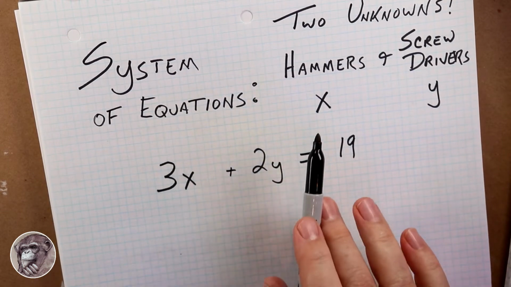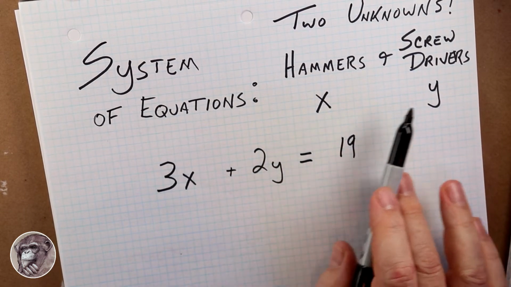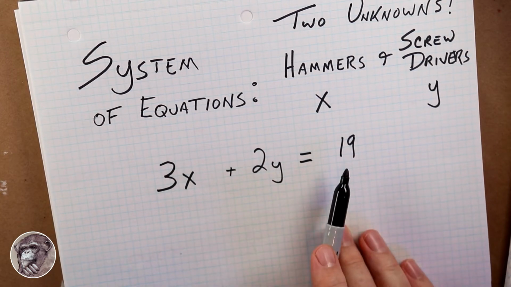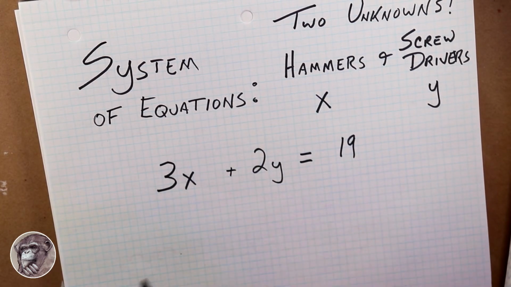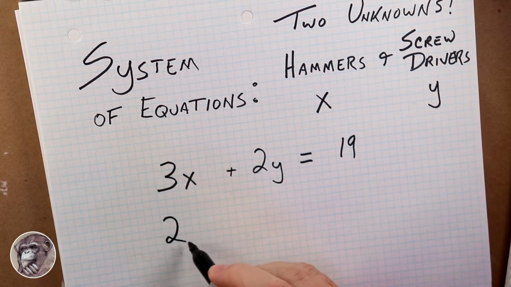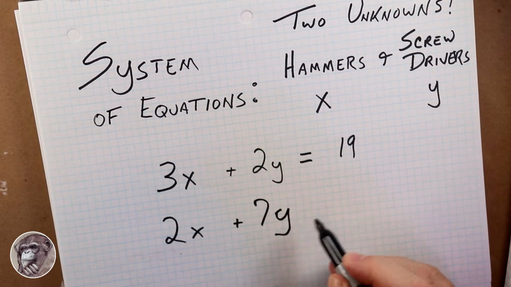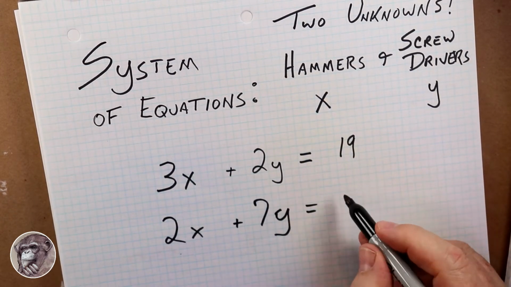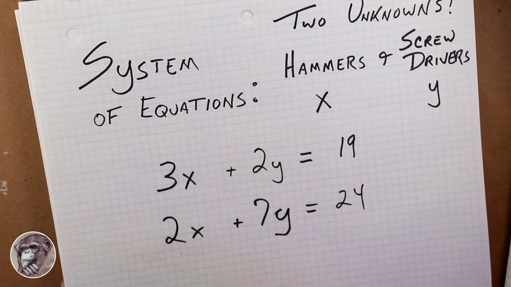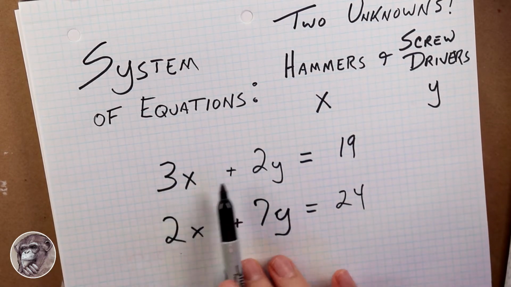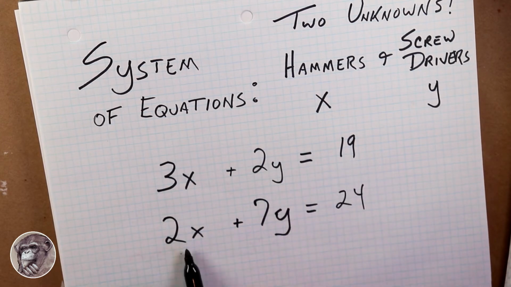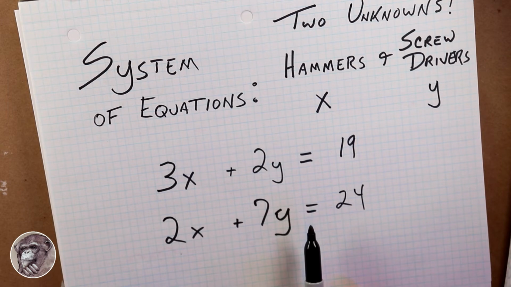Okay, so our goal is to find out how much the hammers cost and how much the screwdrivers cost. The way it is now, we can't do that, so we need a second equation. In the second equation, we're going to say that we had 2 hammers and 7 screwdrivers, and that cost us $24. So now we have a system. 3 hammers and 2 screwdrivers cost $19, and 2 hammers and 7 screwdrivers cost $24. Once we have this set up, we can start figuring out what each one of these things costs.